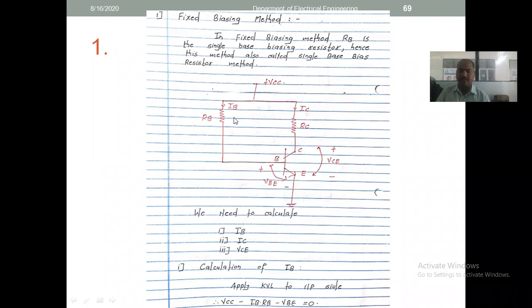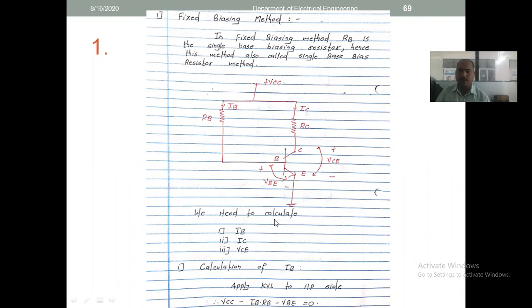The base current is on the input side. The collector current is on the output side. The collector to emitter voltage also comes on the output side. We do not calculate IC by KVL; we just use the formula IC equals beta into IB. But for the calculation of IB and VCE, we apply KVL at the input and output side respectively. For IB, we apply KVL at the input side, and for VCE, we apply KVL at the output side.